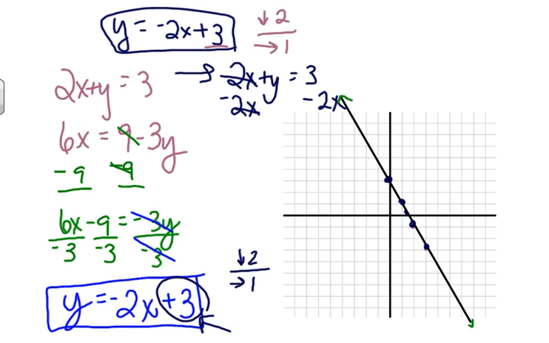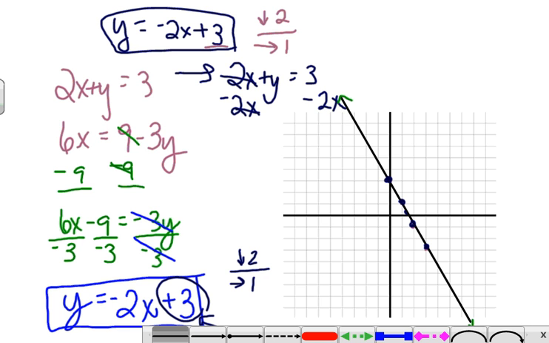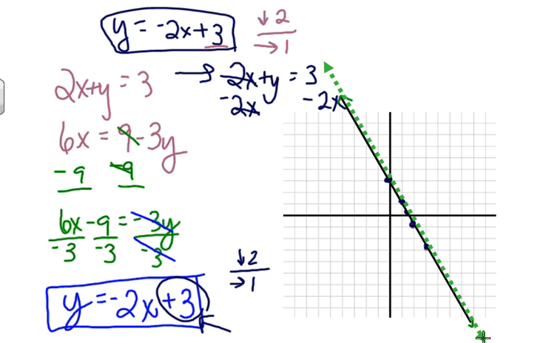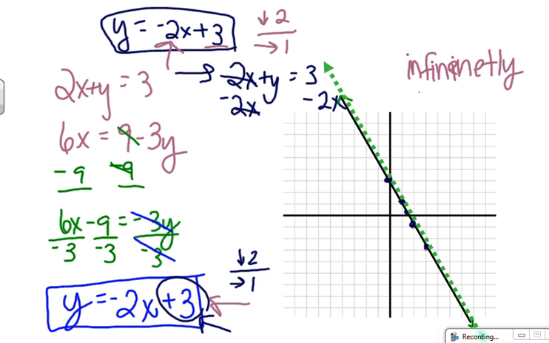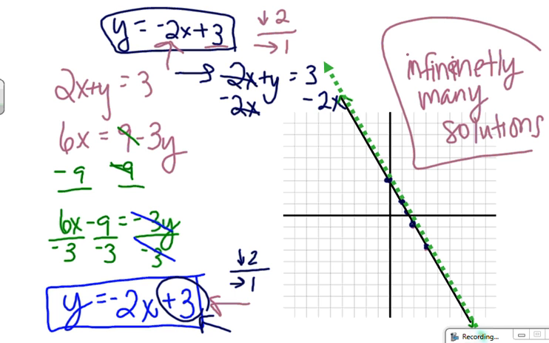What do you notice? What is the same about these two lines? I'm going to graph it in green so you can see that's the same line. Since this equation here and this equation here are the same lines, and in the picture, it's a line on top of a line, the answer is going to be, we have infinitely many solutions. Okay? That's if it's the same line.